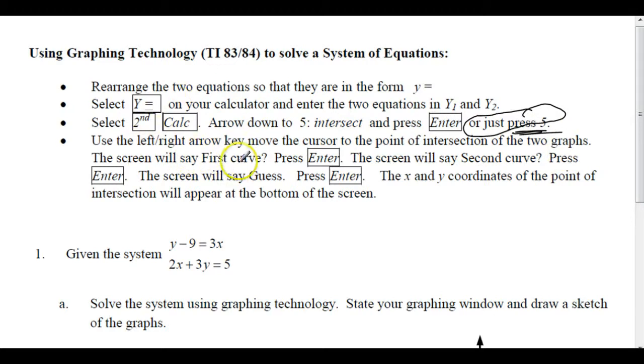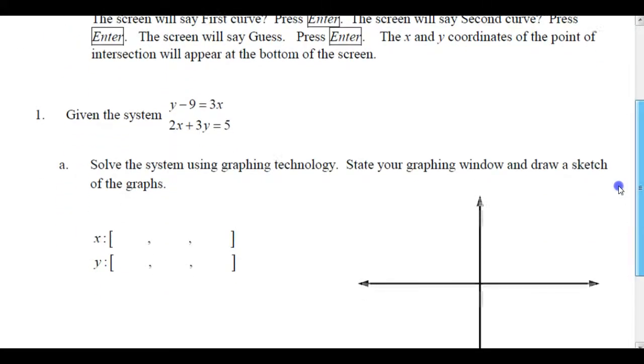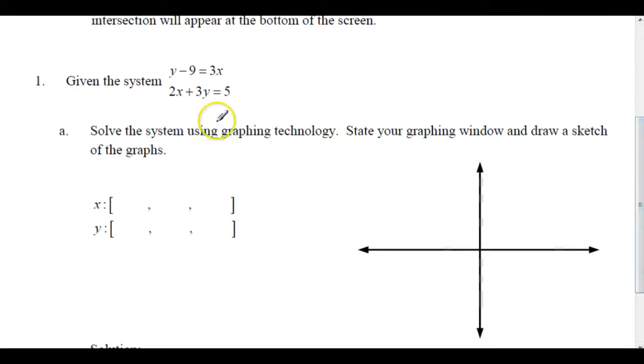The screen will say first curve, press enter. The screen will say second curve, press enter. The screen will say guess, and because we moved to the point of intersection, that's our guess, so we'll press enter, and the answer will appear at the bottom of the screen. So let's give this a try. Given the system, solve the system using graphing technology.